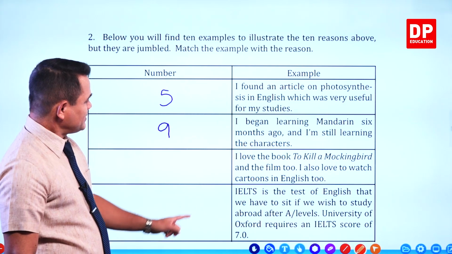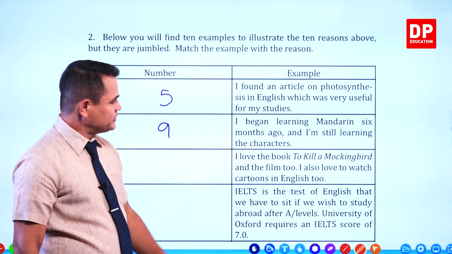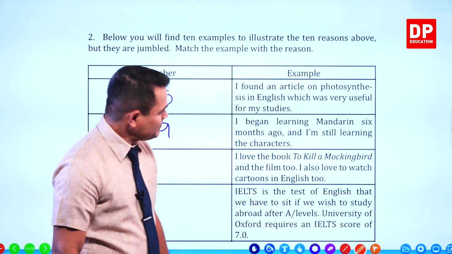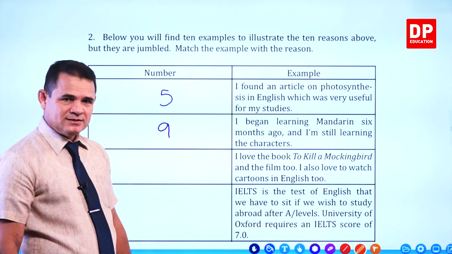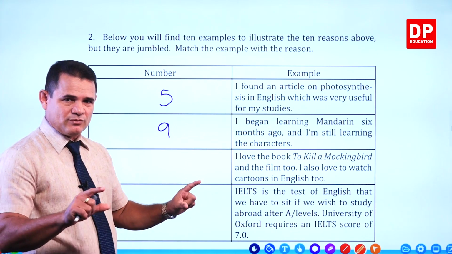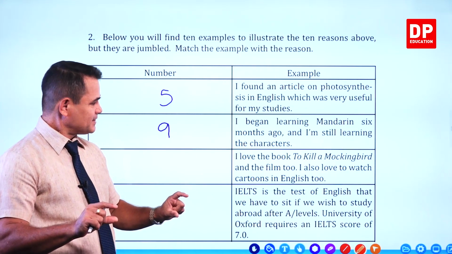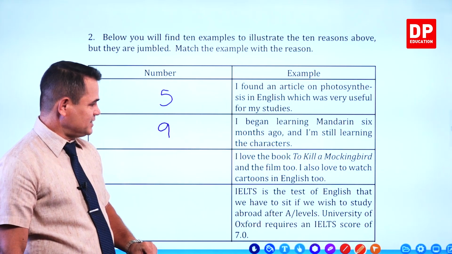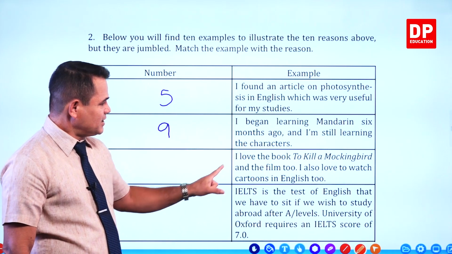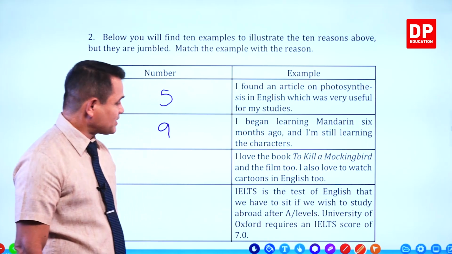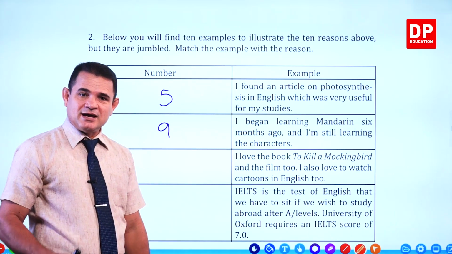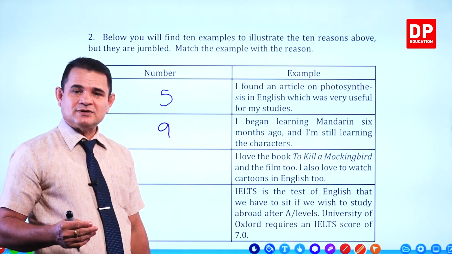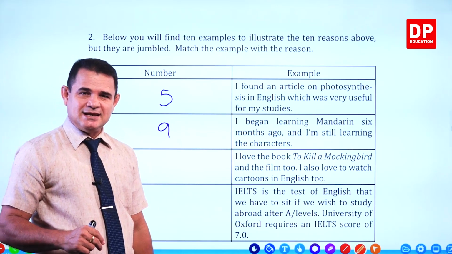And next one. I love the book To Kill a Mockingbird. To Kill a Mockingbird, that's the name of the book. And the film too. I like the book and the film, right? I also love to watch cartoons in English. I also like to watch cartoons in English.